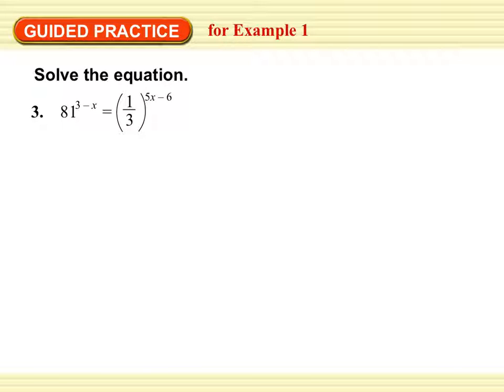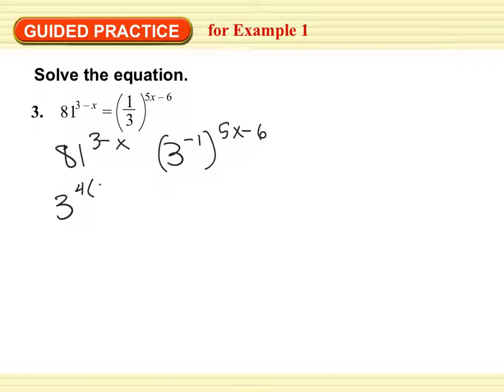And another one. 3 1/3. Let's move that into the ground level position by saying 3 to the -1. Now, 81. 81 is 3 to the 4th power. Yep. So that's the same as 3 to the 4th power. And, oops, forgot that. I'm going to distribute that -1. 3 to the -5x plus 6.